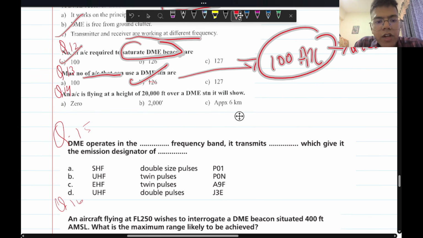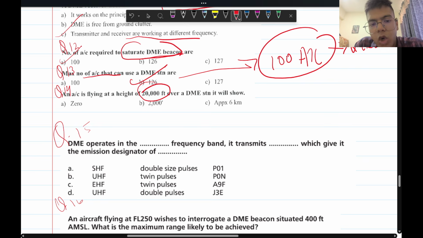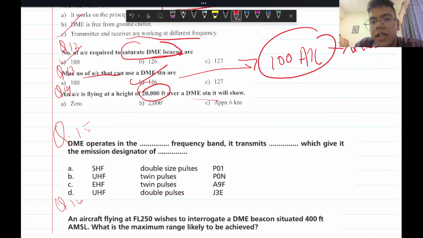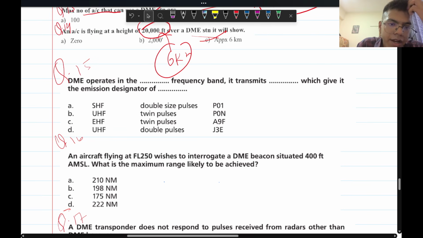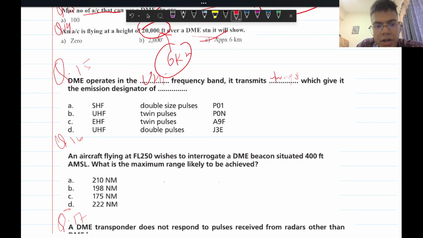An aircraft is flying at a height of 20,000 feet over DME. Over the DME station, what does it show? It shows your height in nautical miles. So 20,000 feet is approximately close to 6 kilometers. So 6 kilometers is the answer. DME operates in UHF band. It transmits twin pulses, okay, and emission is P0N. So this is the answer.